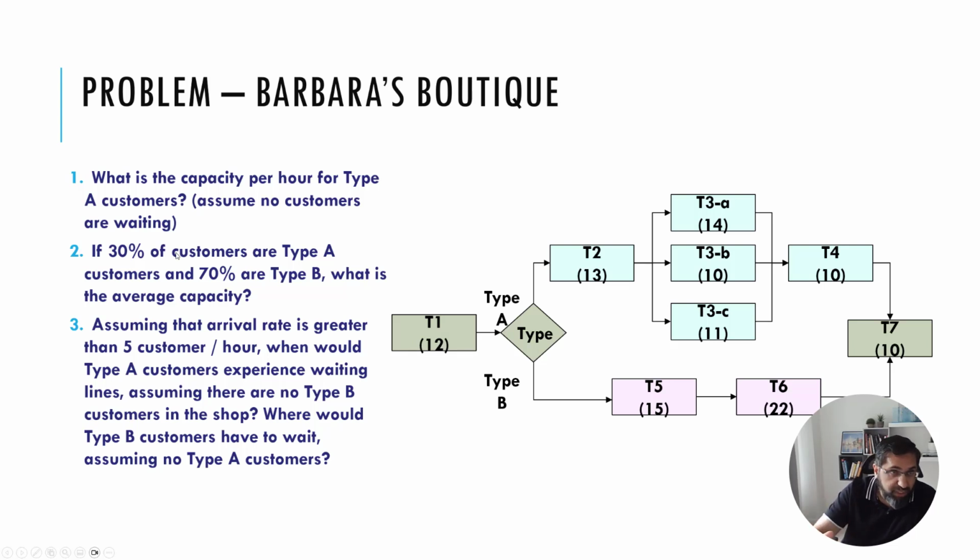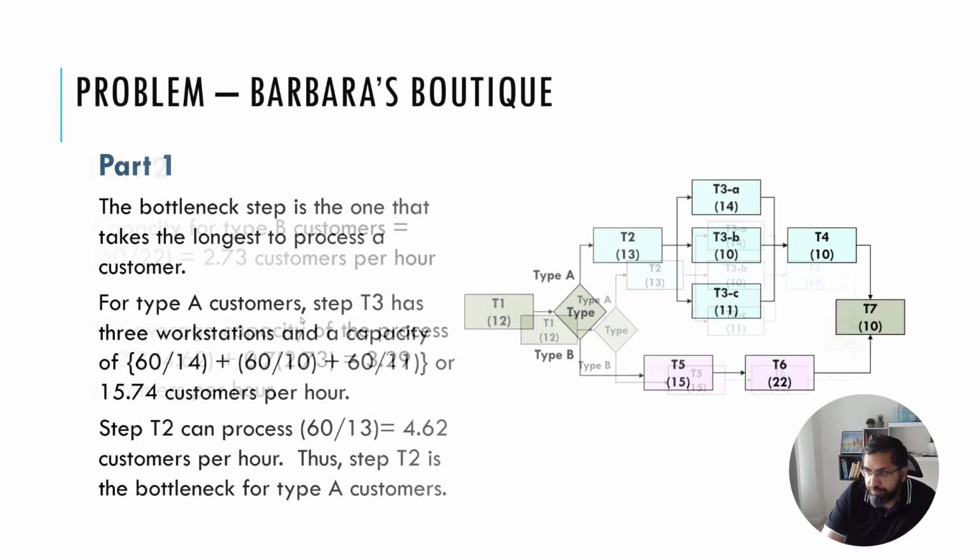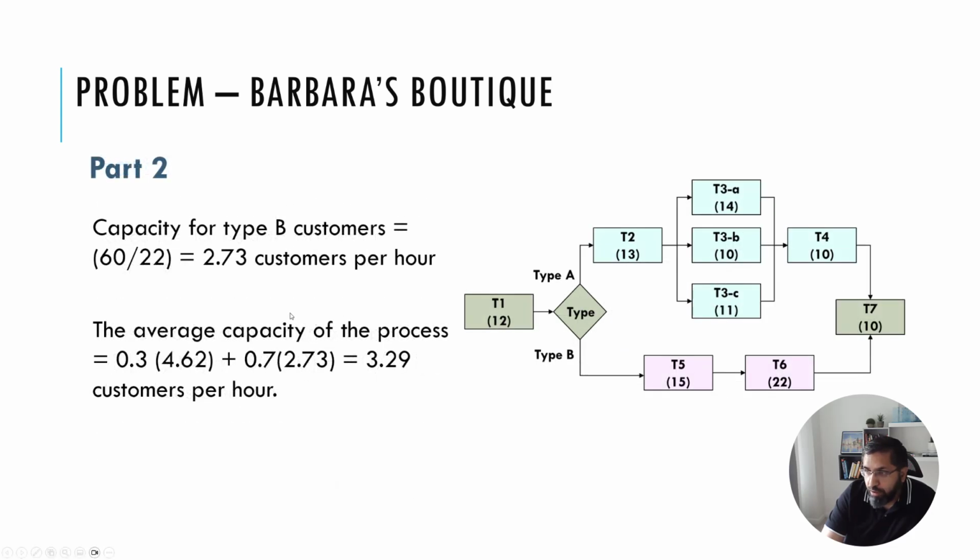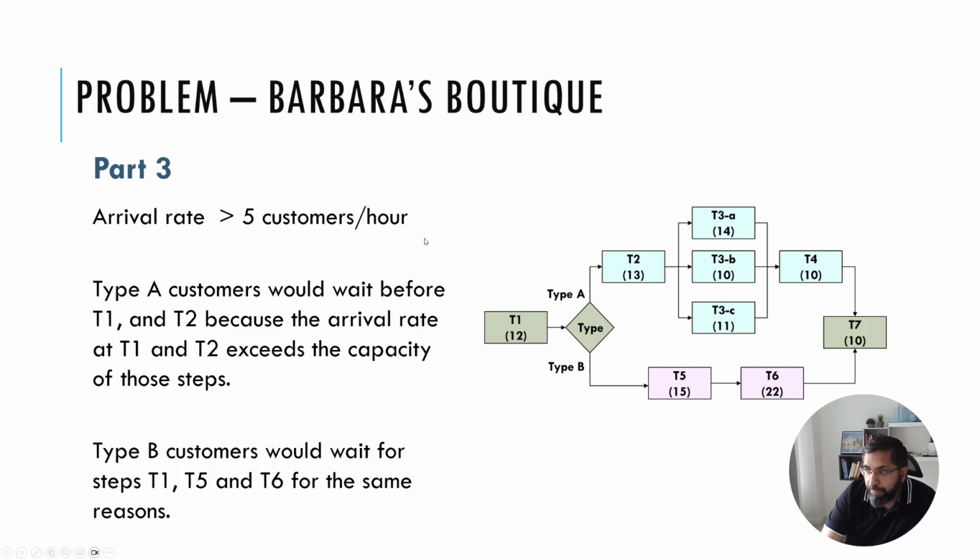Obviously, if this customer mix changes, we'll have to calculate the average capacity again. Assuming the arrival rate is more than 5 customers per hour, where would you experience waiting times for type A and type B customers? When you look for type A customer waiting time, you can assume that only type A customers are coming at that time, no type B, and for type B, you look at only type B. So, the arrival rate is more than 5 customers per hour.